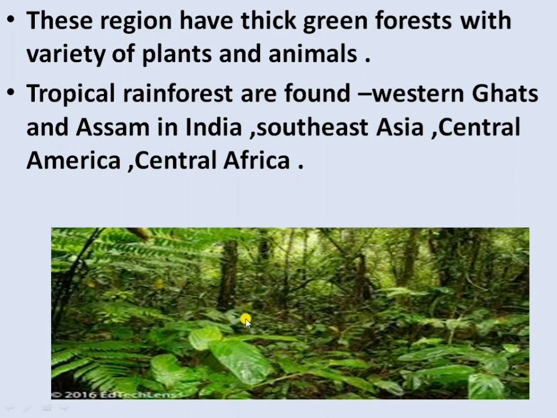This is a picture of a tropical rainforest region. These regions have thick green forest with a variety of plants and animals. Some animals commonly found in the tropical rainforest are monkeys, lion-tailed macaque, apes, frogs, tigers, elephants, lizards, snakes, birds and many types of insects. Now we are studying the adaptation in animals living in the tropical rainforest.